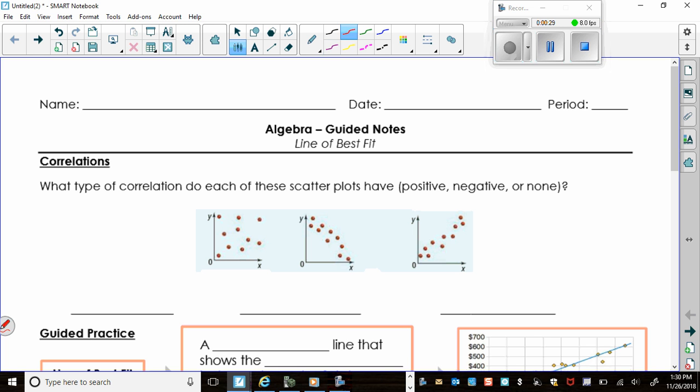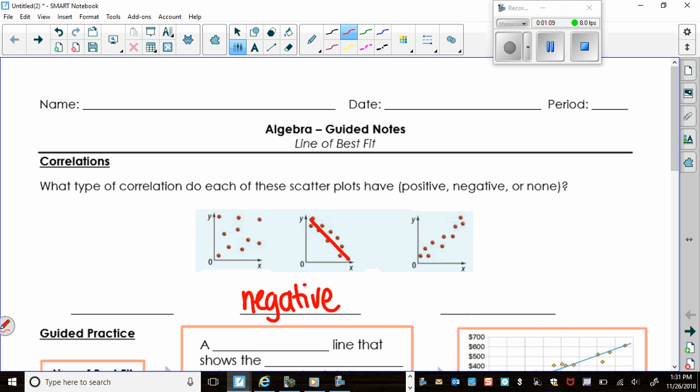But for the second one, notice how I have a scatter plot, and if I were to sketch a line that best describes that information, this is a negative slope, so this has a negative correlation. A negative correlation would be like, the more time you spend, I don't know, playing video games, the lower your grade will be. So something is increasing, but the result is decreasing as well.